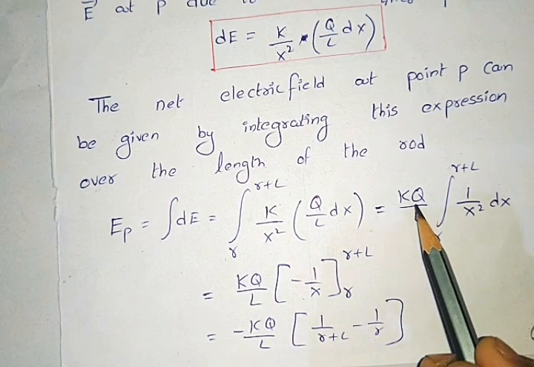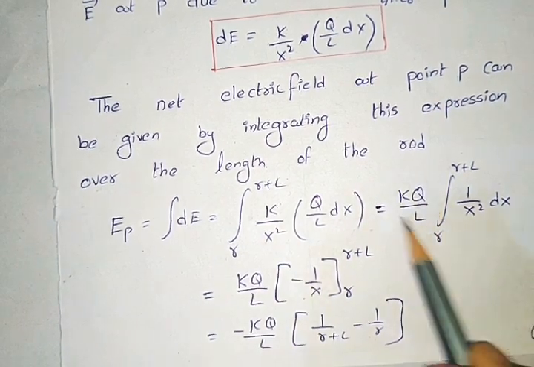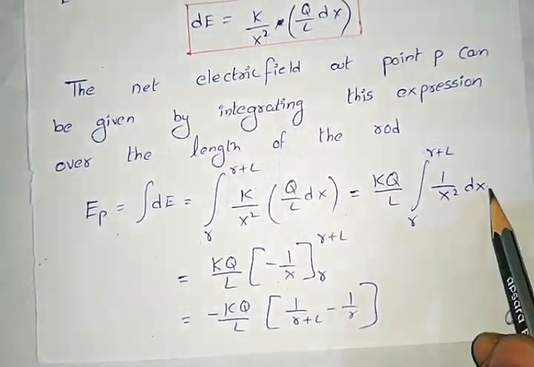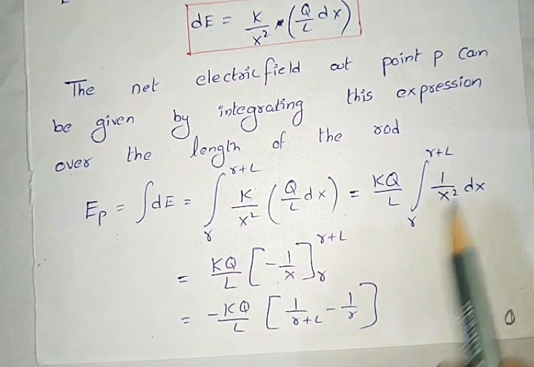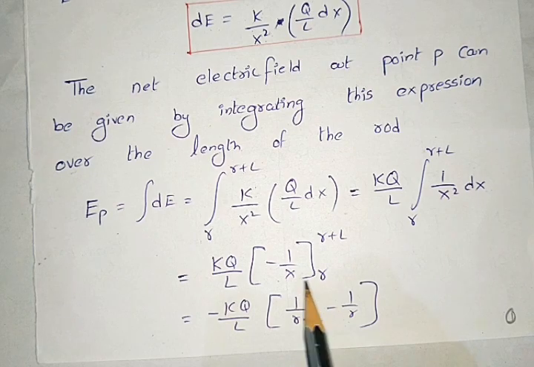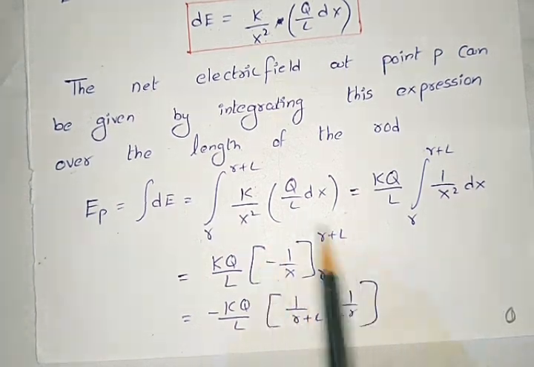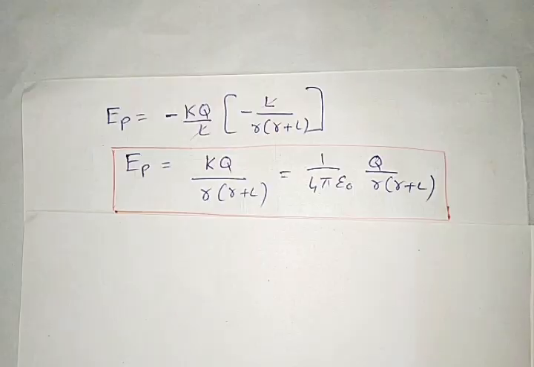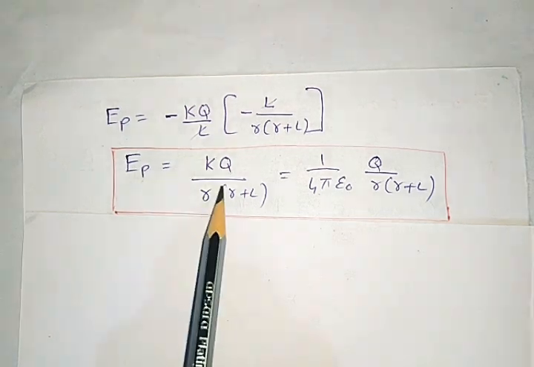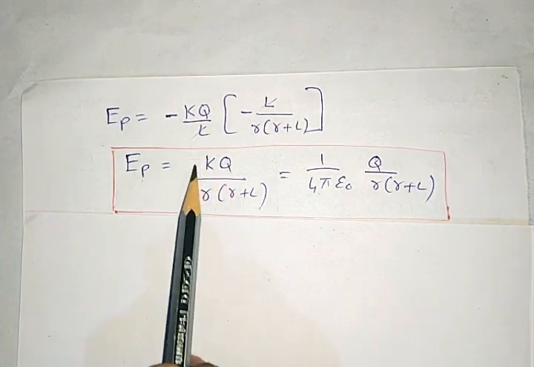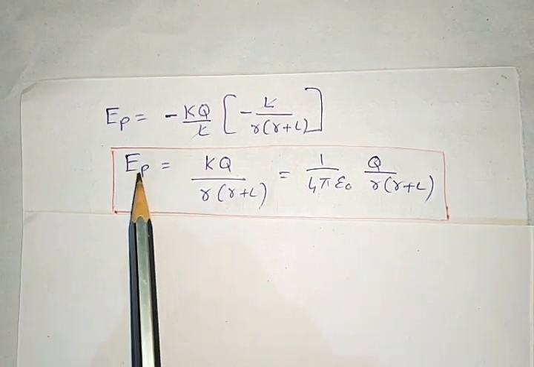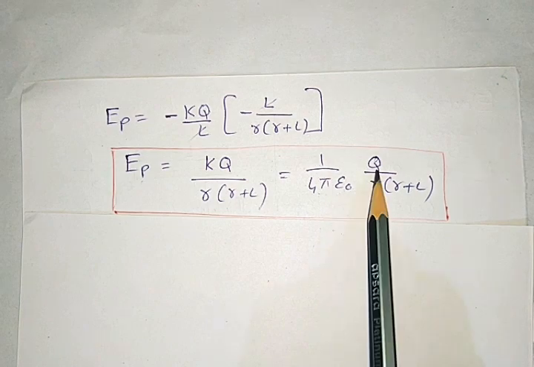So this will be equal to k, Q, L, these are all constants, we will take them out of the integration, and the limits are r to r plus L, 1 by x square dx. You already know that the integral of 1 by x square will be minus 1 by x. So kQ by L into minus 1 by x, and the limits are r to r plus L. Now we will substitute the limits. By substituting, we get E_P equal to kQ by r into r plus L. Again, in the place of k, which is a constant, we will substitute 1 by 4 pi epsilon naught. So the final result is 1 by 4 pi epsilon naught Q by r into r plus L.